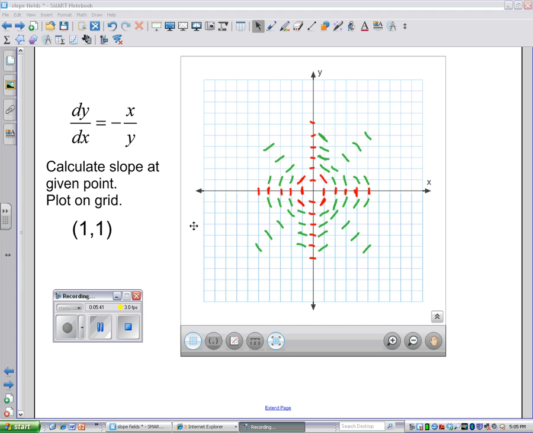All right, so I started filling in some of these, and the basic thing that you want to be aware of is that as I'm going along here, we don't need to calculate the slope at every single point. We need to look at the trend. So when y stays the same and x gets bigger and bigger, then my slope is going to get steeper and steeper as I go through. And then as y gets bigger and x stays the same, my slope's going to get smaller and smaller.